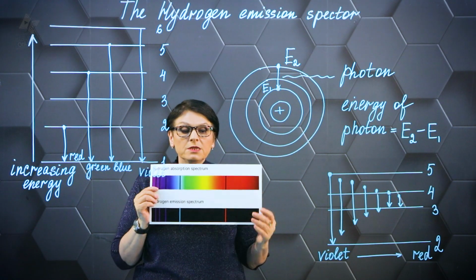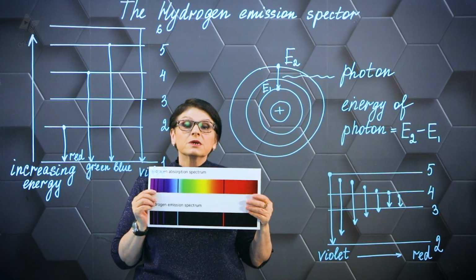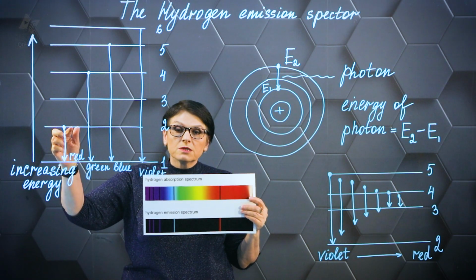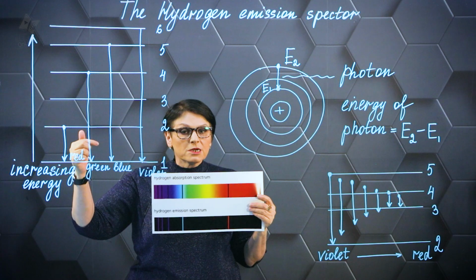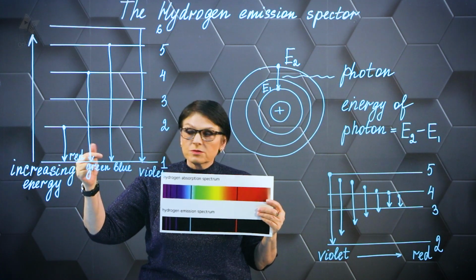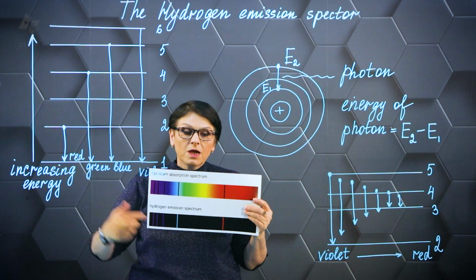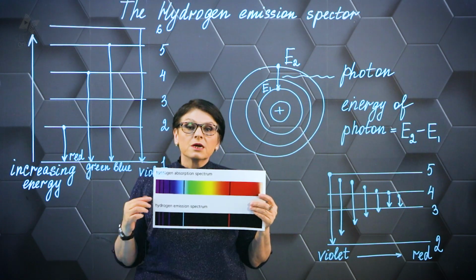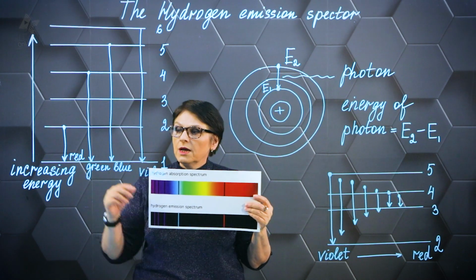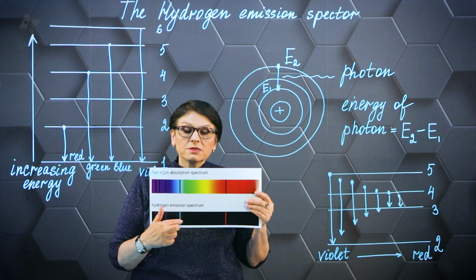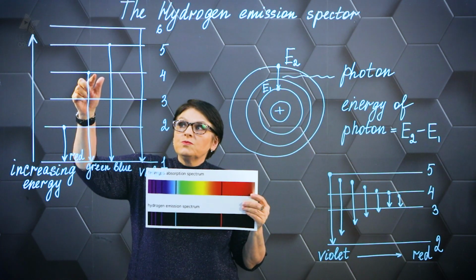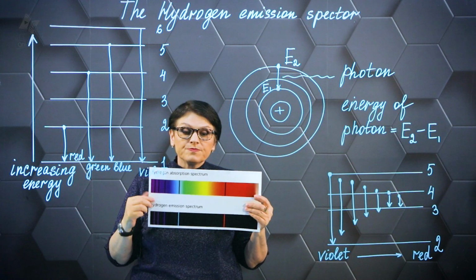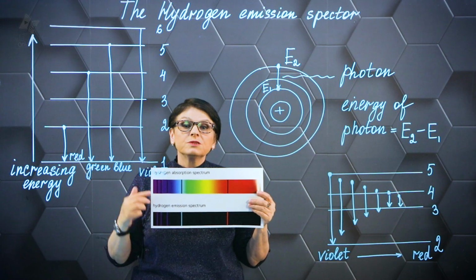So the line that you can see first, the red line, corresponds to the transition from the second energy level, if the hydrogen atom is in an excited state, to the first. This line corresponds to the transition that you see of the red line in the emission spectrum. Then the line, which is green, corresponds to the transition from the fourth energy level to the first. This is the line that you can see here.